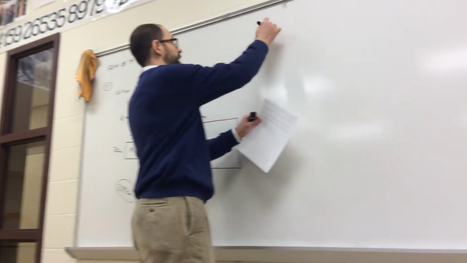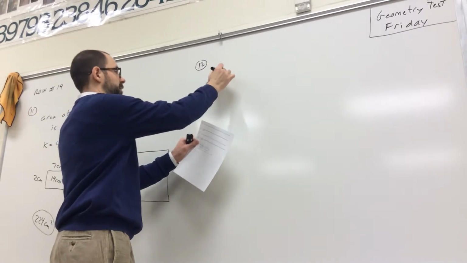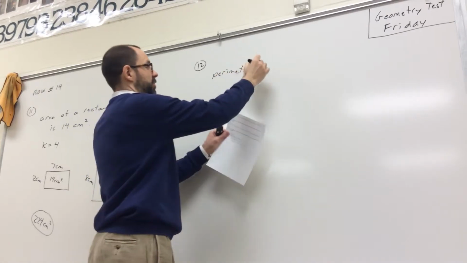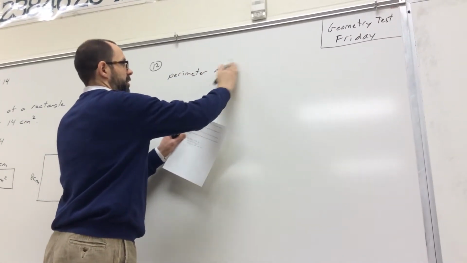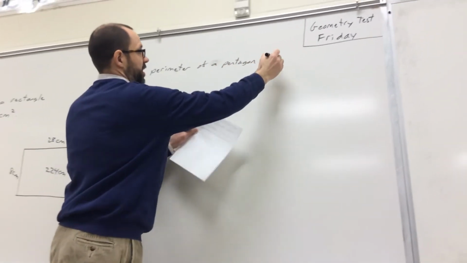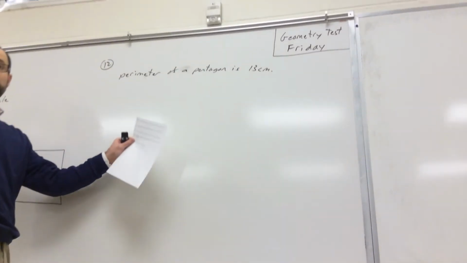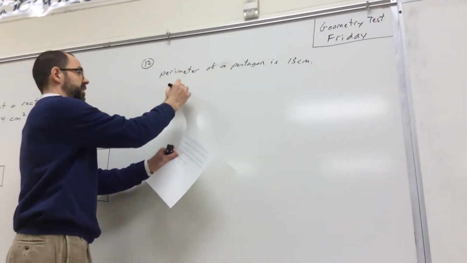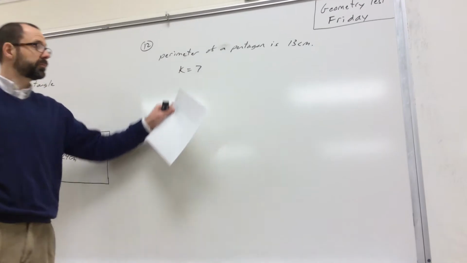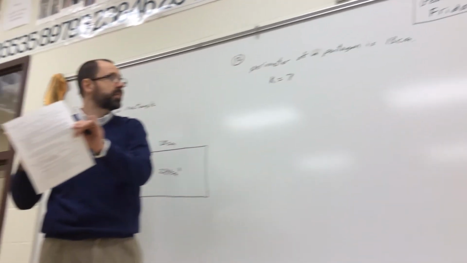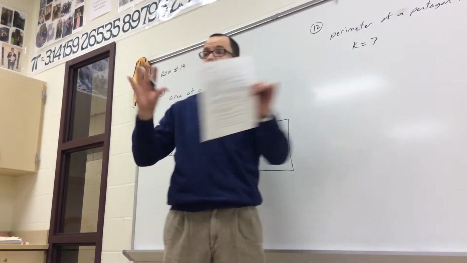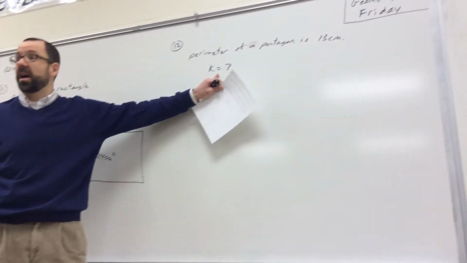All right, so then for number 12, there's a pentagon, and the perimeter of the pentagon is 13 centimeters. And then there's an enlarged pentagon. It's dilated by scale factor 7 on this problem. So we have a small pentagon. Its perimeter is 13. And then we've got an enlarged pentagon that's 7 times bigger.